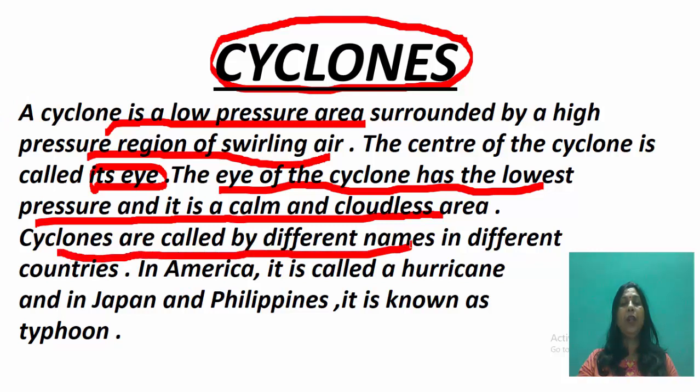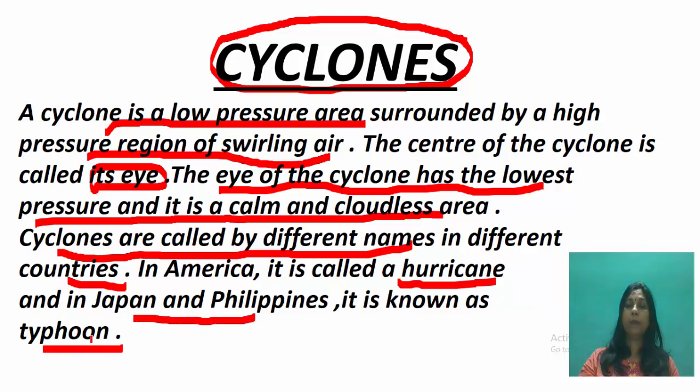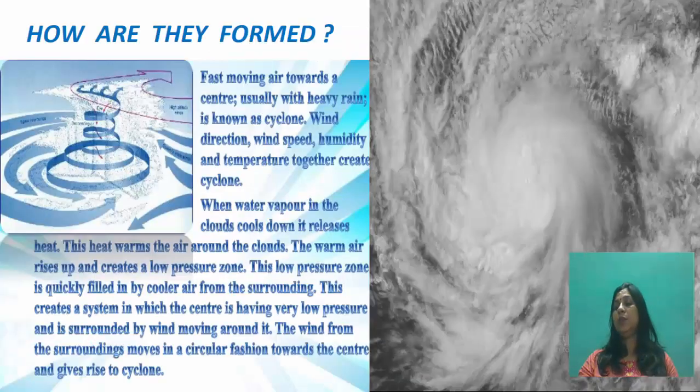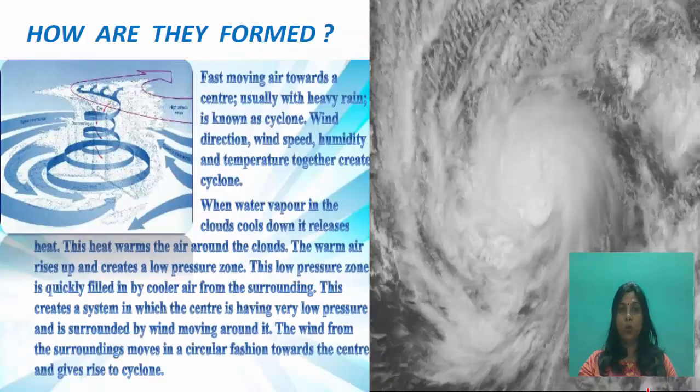Cyclones are called by different names in different countries. In America it is called a hurricane. Okay, and in Japan and Philippines it is known as typhoon. Okay, now you can see this is a cyclone.